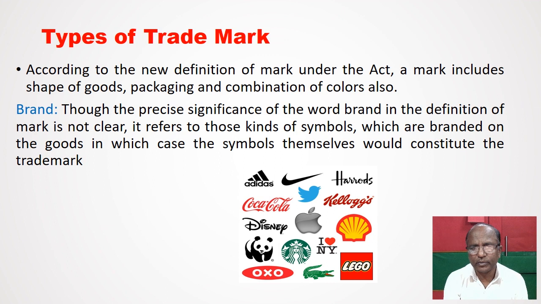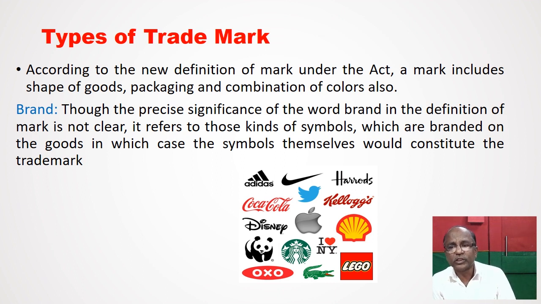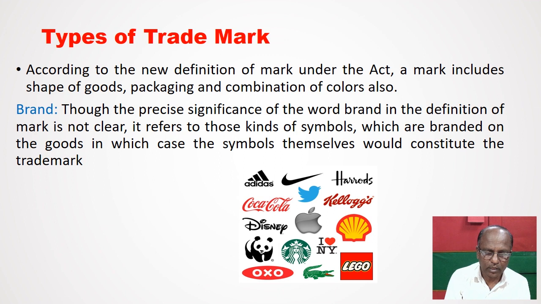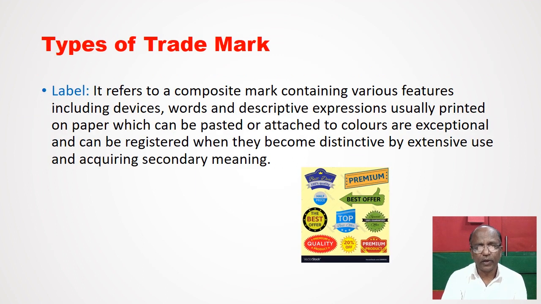Brand is one of the types of trademark. Actually, brand is the name given to an organization, or it consists of symbols, logo. As I mentioned in the definition, a brand is the name given to a particular symbol. It refers to those kinds of symbols which are branded on the goods, in which case the symbols themselves would constitute the trademark. Different symbols I have shown in my PPT. Adidas, different logos are there, Nike symbol is there. These are the popular brands.